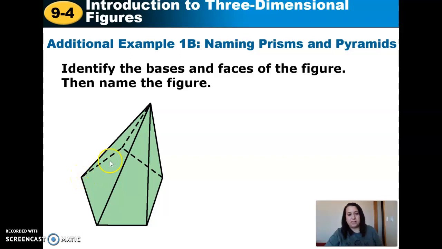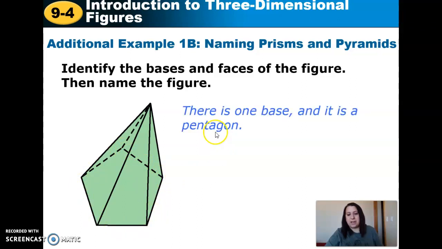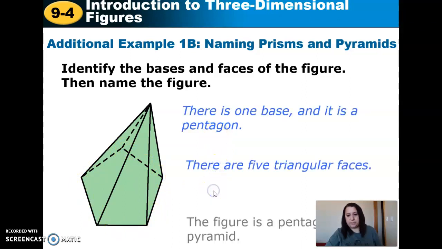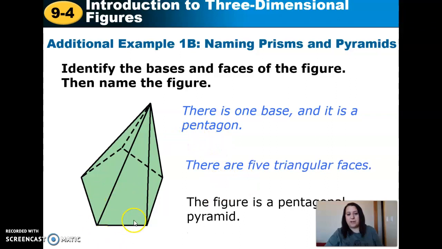Okay, so if we look at our base, we have 1, 2, 3, 4, 5 sides. It's a pentagon. So we have a pentagonal prism. Okay, and again, look at it. We have 5 sides for our base. Guess how many faces there are? 5. You see a pattern?